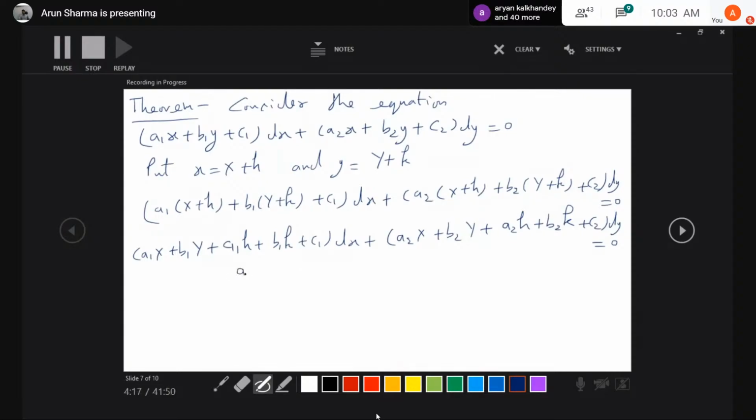So solve these two: a1h plus b1k plus c1 equals to 0 and a2h plus b2k plus c2 equals to 0. Sir, after solving, will there be a minus sign between these two when it comes to the other side of the equal to?